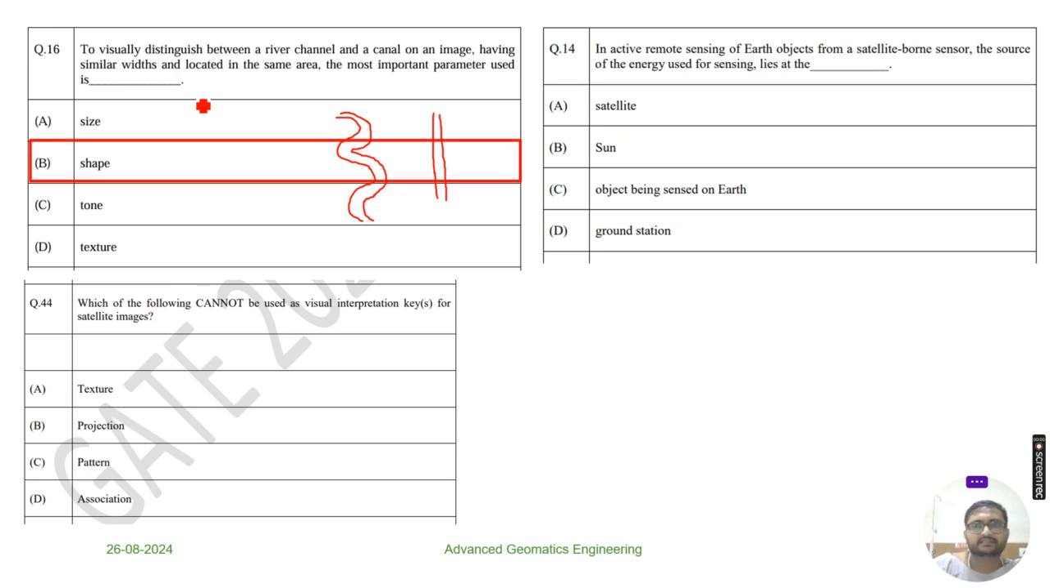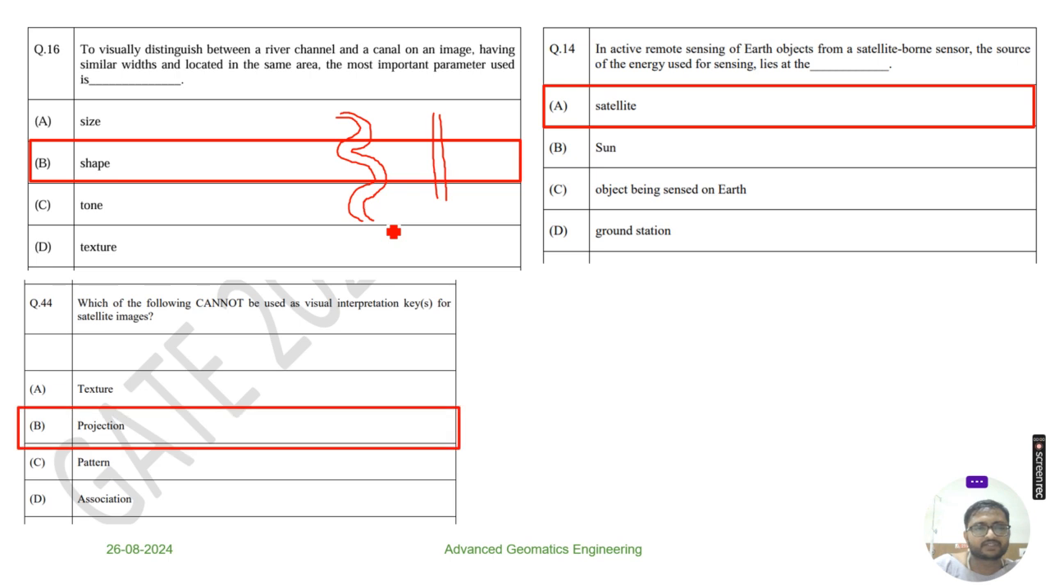Now the next one is in active remote sensing of Earth objects from a satellite-borne sensor, the source of energy used for sensing lies at. So where do we put the sensor? Obviously, the sensor will be put on the satellite, and that will give us the energy.